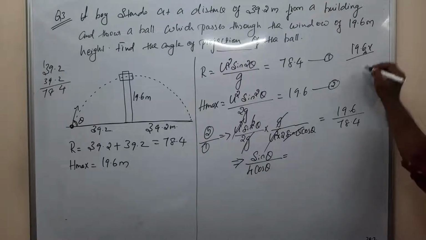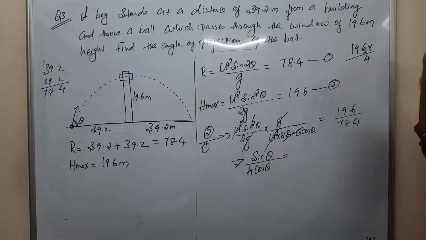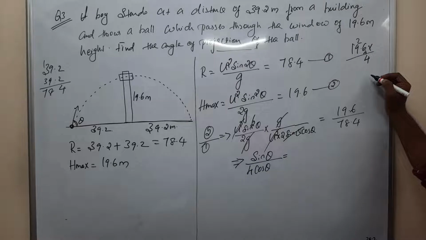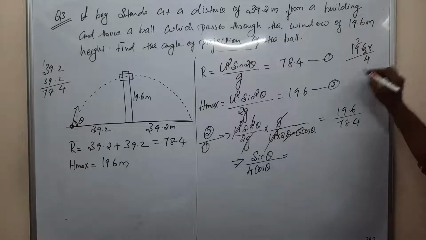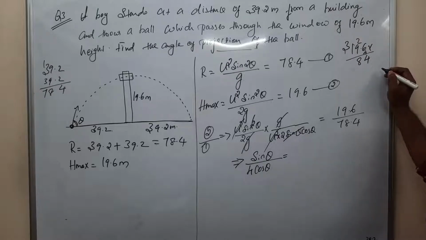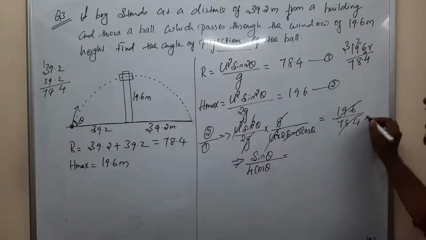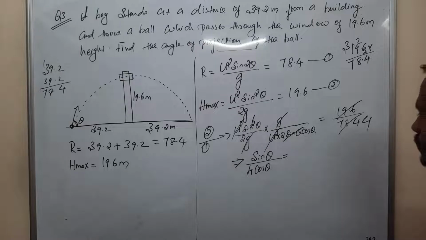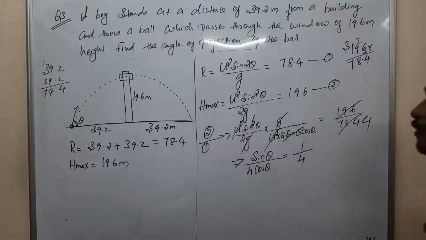Dividing 19.6 by 78.4, that is 19.6 into 4. So 6 4s are 24, 9 4s are 36 and 38, 8 3 4, then 1 4s are 4 plus 3, that is 7. So 78.4 is 4 times 19.6. So that's equal to 1 divided by 4.